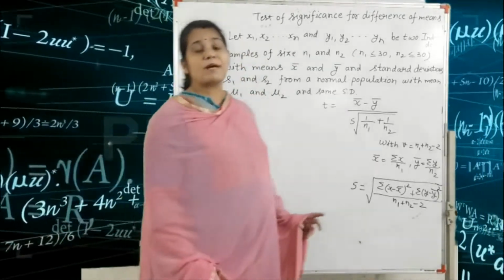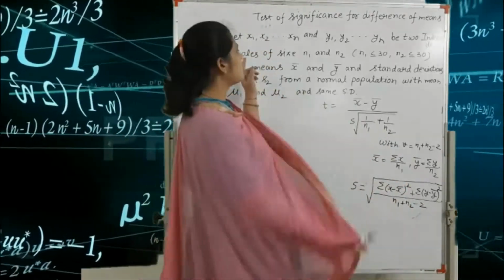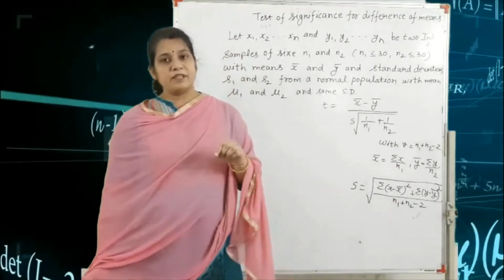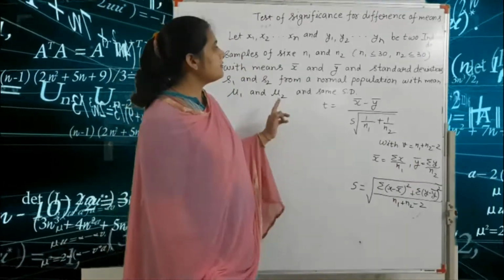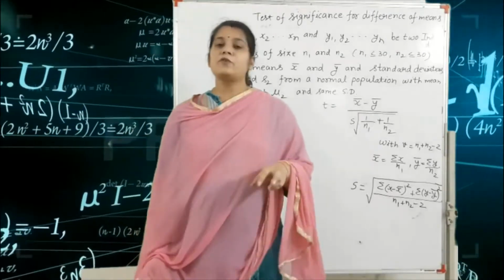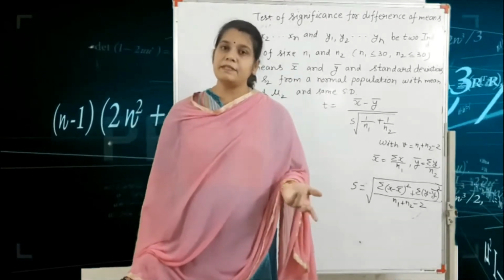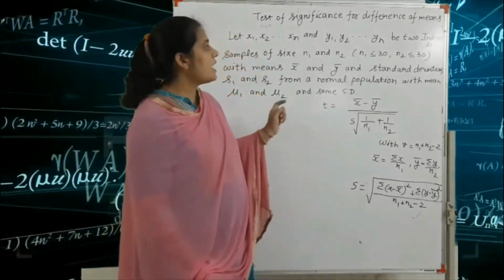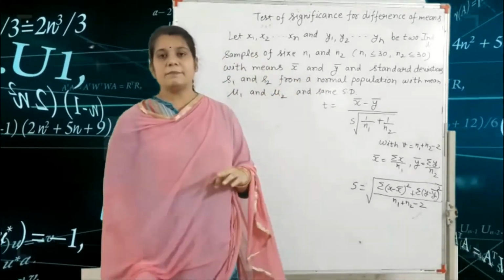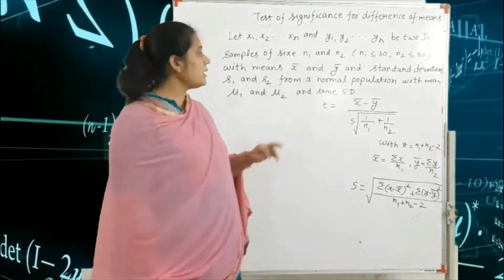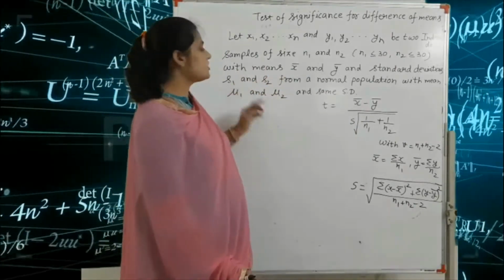So x bar is the sum of all the values x1, x2 up to xn divided by n1, the number of terms or number of samples. The second one is y1 plus y2 up to yn divided by the number of terms. For y we have the number of samples n2, and for x we have the number of samples n1. So here we have means x bar and y bar and standard deviations s1 and s2.